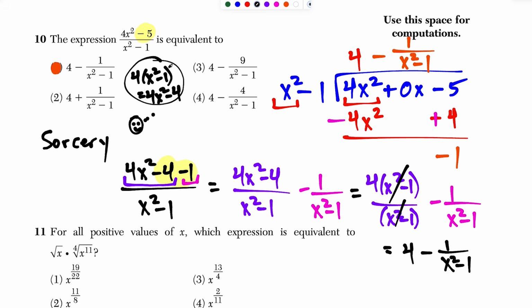But once again, this you cannot use all the time. It just pops up once in a while. And I think it's just a fun method to see. Choice 1 is our answer.